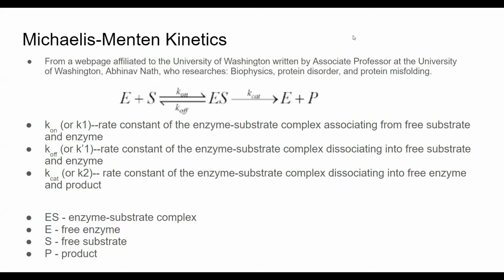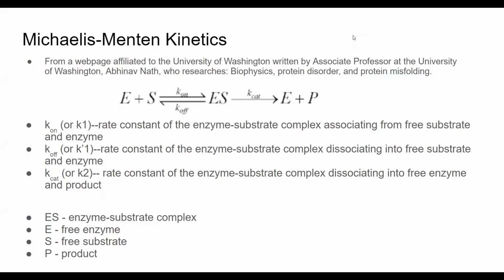The Michaelis-Menten model allows us to observe how the initial velocity of a reaction changes based on the substrate concentration. K-on is the rate constant of when an enzyme E and a substrate S associate to make an enzyme substrate complex, which is represented by ES. They're literally just stuck together.